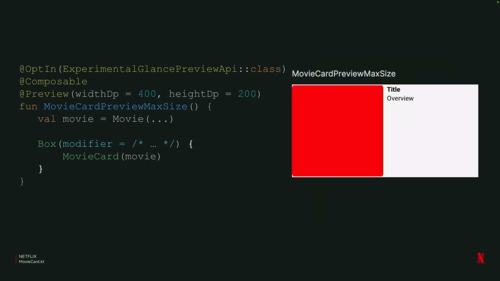And for the case where the width is larger than 200 density pixels, it'll look like this. So you can mix and match however you want to get a better idea of how your widget would look in different sizes at that point.